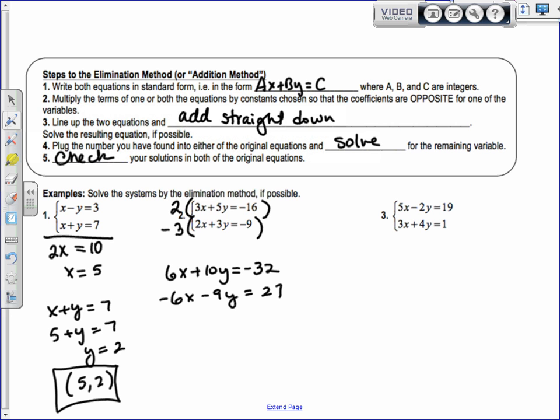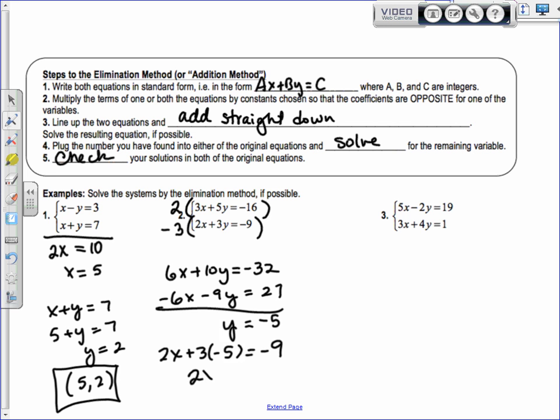So now they're set up so the x variables have opposite coefficients. So add straight down. So x's go away. You get y equals negative 5. Plug back into any equation that has x and y. I usually go with the original one because they have the smallest numbers. So 2x plus 3 times negative 5 equals negative 9. So I'm plugging into the second equation.